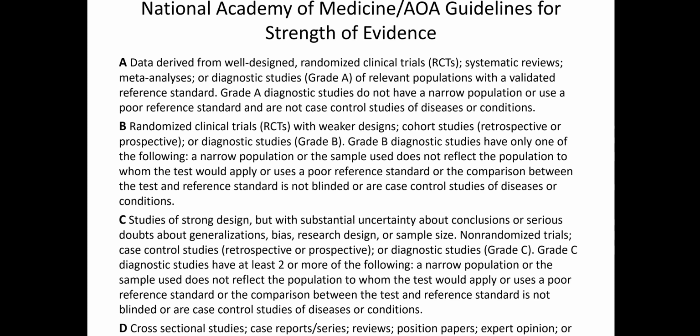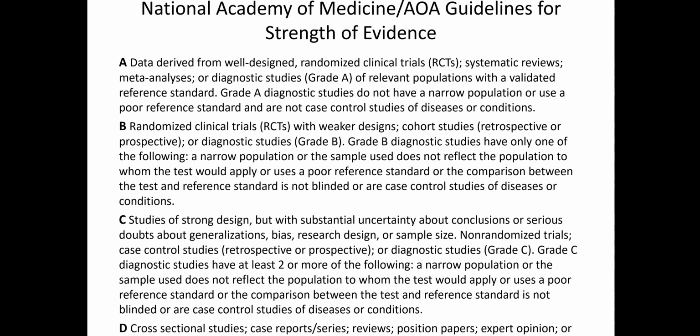And there are generally 4 levels, A, B, C, and D. Well, level A is a well-designed randomized controlled trial. This is the best data that's out there. There are systematic reviews and meta-analyses. Or if we're talking diagnostic studies, it's those of relevant populations with a validated reference standard.